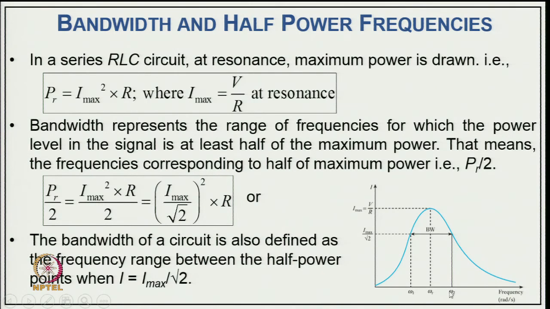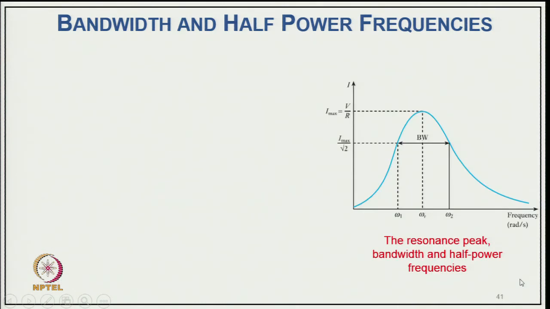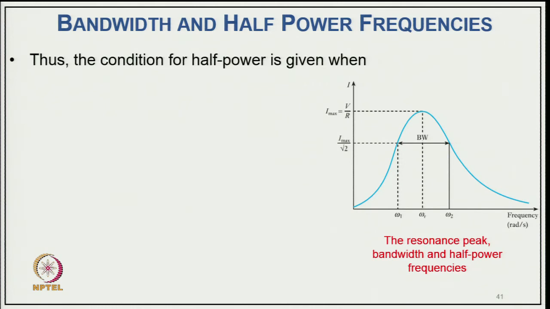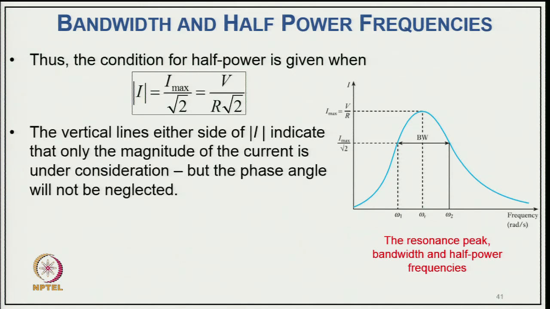So, this frequency range we call the bandwidth, BW, in the frequency scale. That is also similarly shown here, the resonance peak and the half-power frequency bandwidth. Thus the condition for half power is I equal to I max upon root 2, or equal to V upon R into 1 by root 2. The vertical lines on either side of I indicate that only the magnitude of the current is under consideration, but the phase angle will not be neglected.